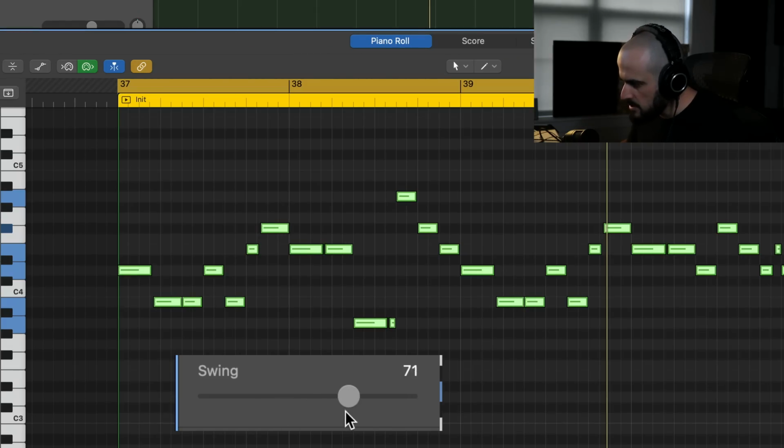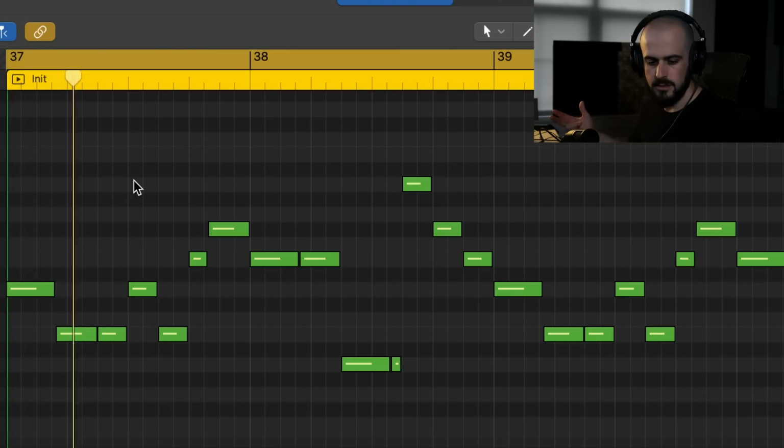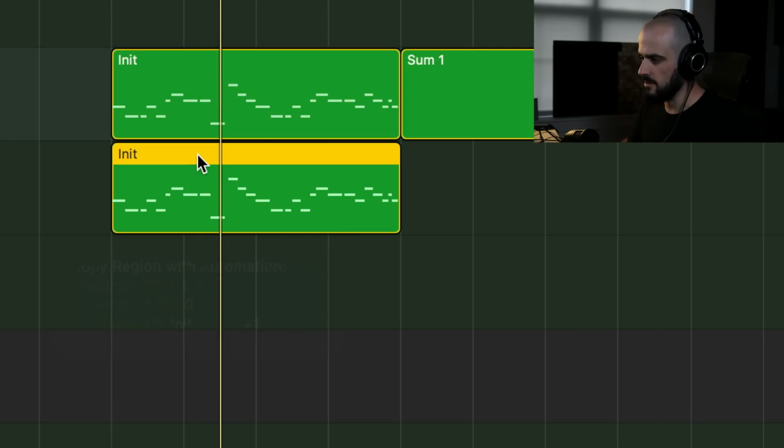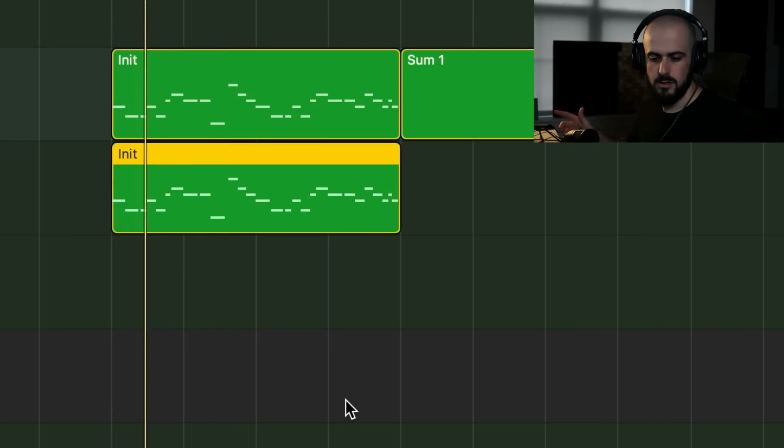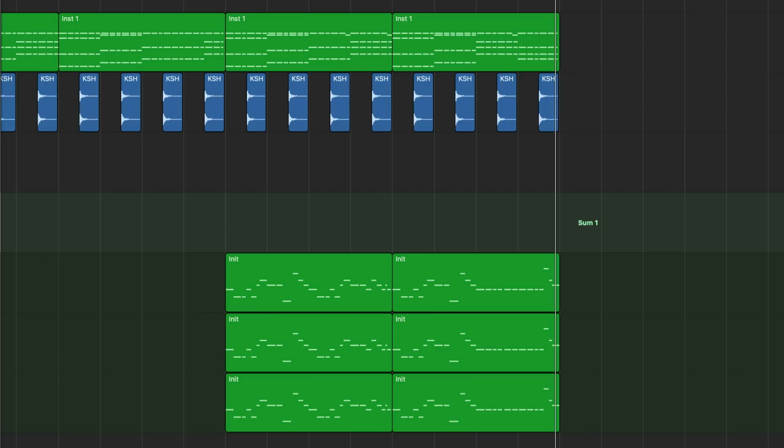Alright, I'm going to take this melody and add a little bit of swing. It's where you offset the rhythm to add more groove. Now here it is. And here it is with layer 1. Now here it is with all the layers and the chords.